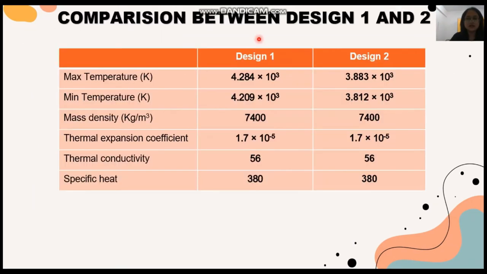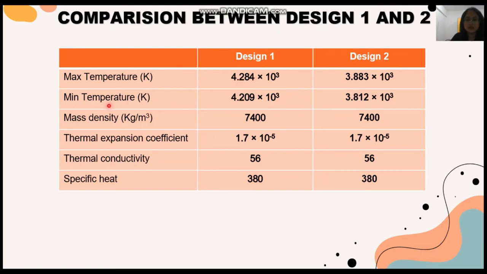Next is the comparison between design 1 and design 2. As we can see here, there is not much difference between design 1 and design 2. The difference is in the maximum temperature and minimum temperature. For maximum temperature, design 1 is 4.284 multiplied by 10 to the power of 3, and design 2 is 3.883 multiplied by 10 to the power of 3. The design with the greater maximum temperature is design 1.